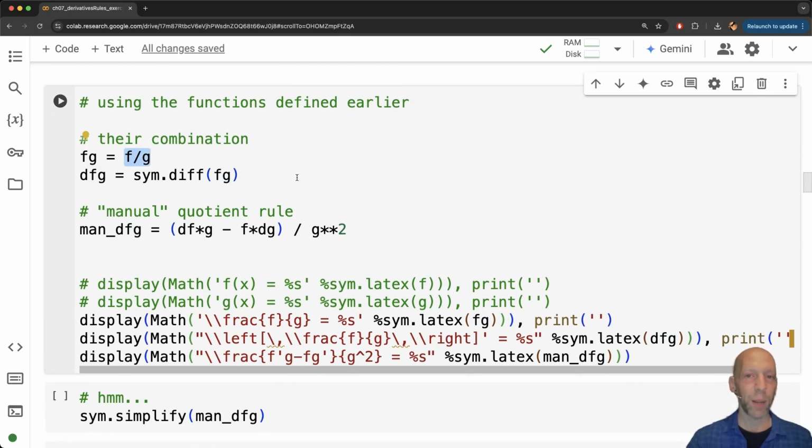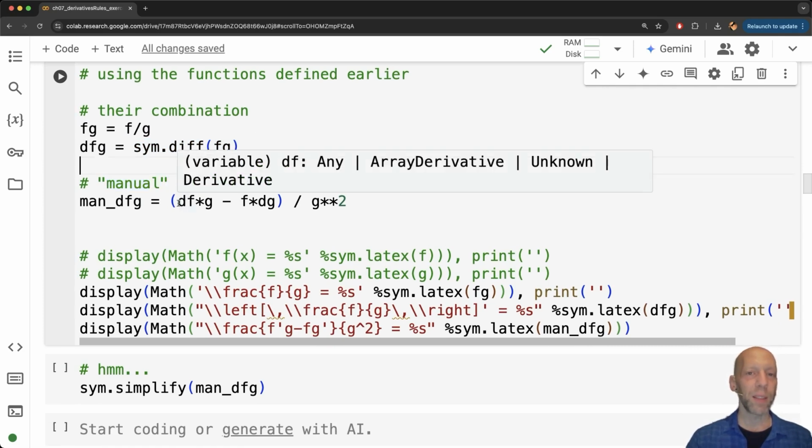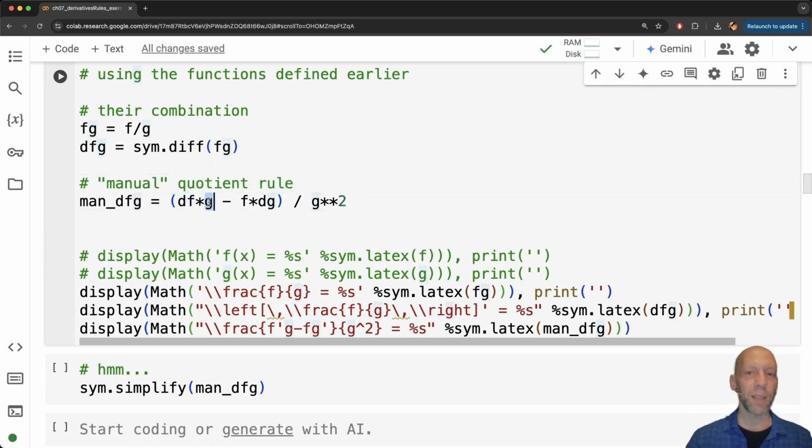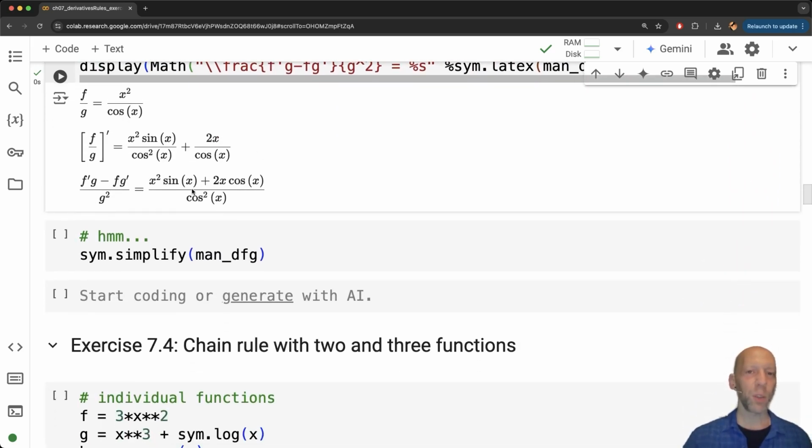It is f divided by g, and then I take the derivative of that function. And then here's the manual implementation of the quotient rule. You can see it's the derivative of the first times the second, minus the first times the derivative of the second, divided by the second squared. All right, and here I just commented out these lines to print the original functions again, just because they're the same as the previous exercise. Okay, so this just reproduces exactly what I showed in the book.